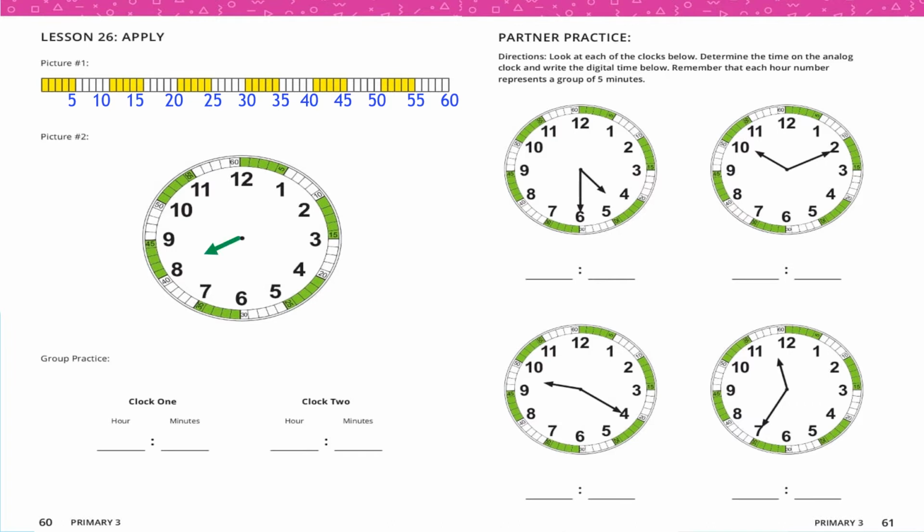If the short hand is referring to 8, what will it tell me? 8. So we will write 8 here in the hours place. And the long hand is referring to 2. Will we write 2 here in the minutes place? No, we will write 10 because it's 2 groups of 5. So 2 times 5 equals 10.